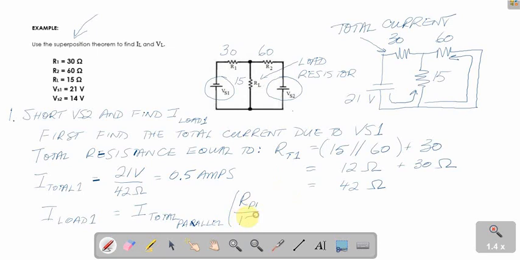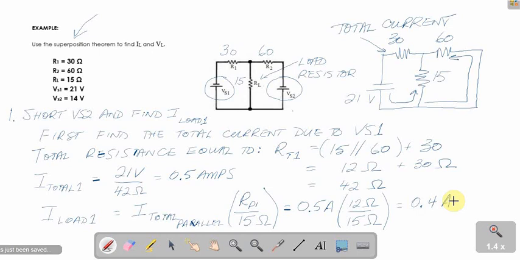We want to figure out how much is going through that 15 ohm resistor. So we're using the current divider formula. That's 0.5 amps times the total parallel resistance of 12 ohms, over 15 ohms. Figure that out, and that comes to 0.4 amps. So 0.4 amps goes through that 15 ohm resistor due to VS1. Be careful with the current divider formula in this case.